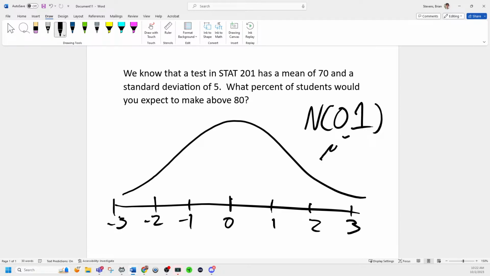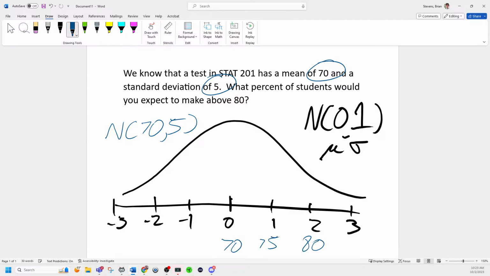The first value is the mean, which is mu, and the second value is the standard deviation. So now what I'm going to do is I'm going to take the values right here, and I'm going to use them to say normally distributed with a mean of 70 and a standard deviation of 5. So if you notice right here, you can clearly and quickly see that 80 is a z-score of 2.